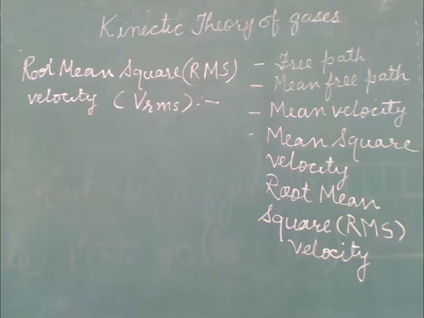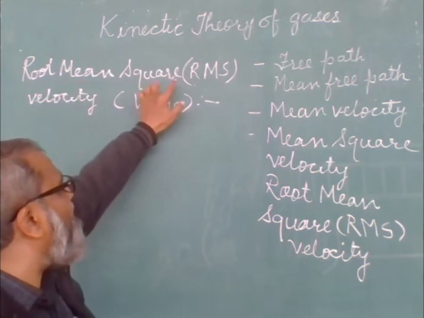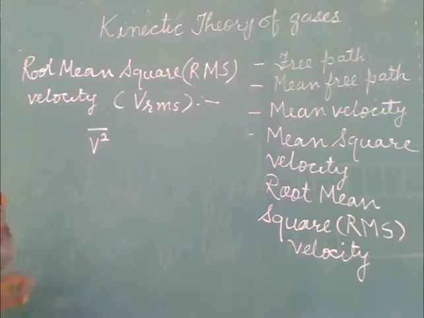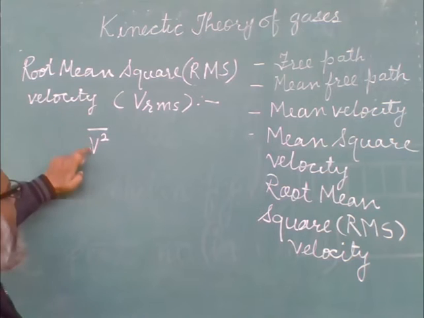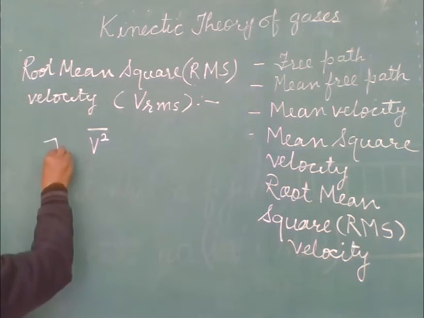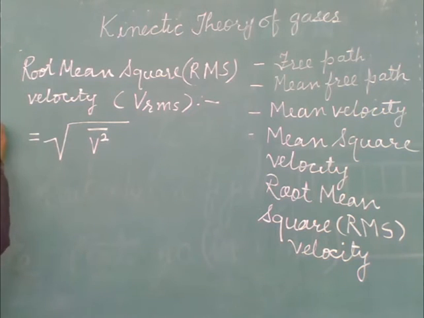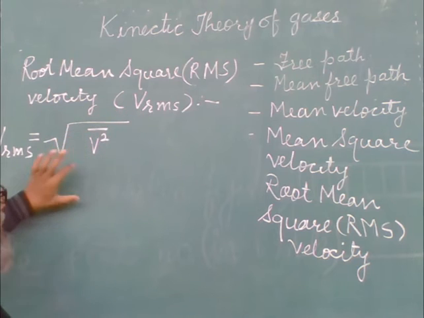Root mean square velocity. So I am going to define it. It is defined as the square root of the mean square velocity. Just now we have seen that V square bar is the mean square velocity, and if you take the square root of this, the square root of the mean square velocity is called RMS velocity. So VRMS is equal to the square root of V square bar. So this is root mean square velocity.